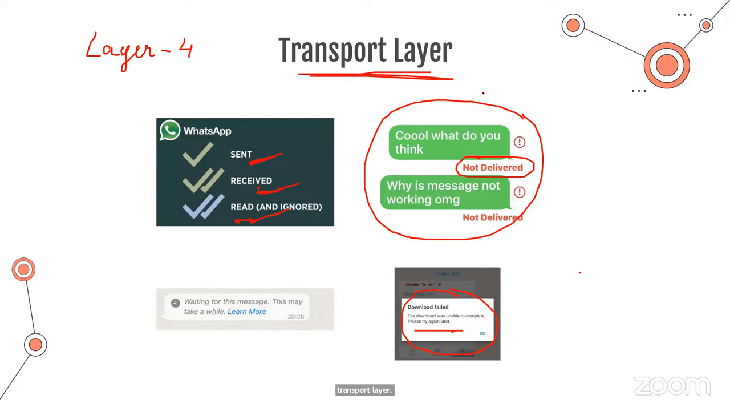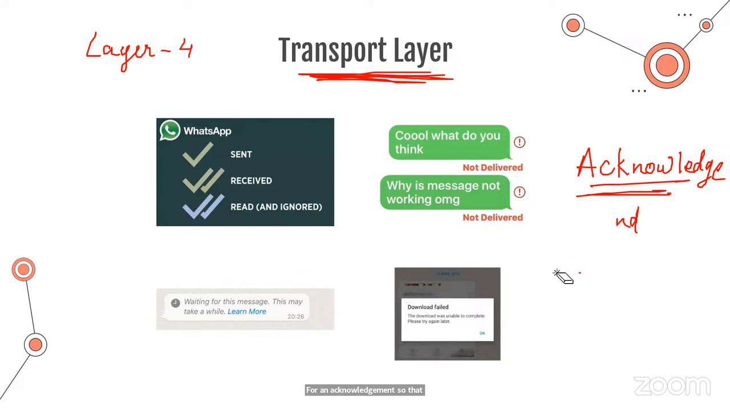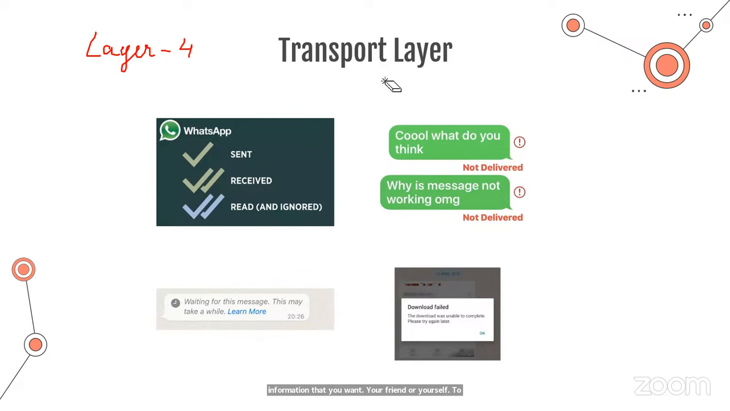Basically, your phone is getting an acknowledgement from your friend's phone that it has either received or not received the message. Based on that, you are taking some action, and that action is to basically resend the message, right? All this acknowledgement is happening in real time over your transport layer. So basically your transport layer is helping the networking device with an acknowledgement so that the information that you want to be shared is not incomplete, or basically is complete.